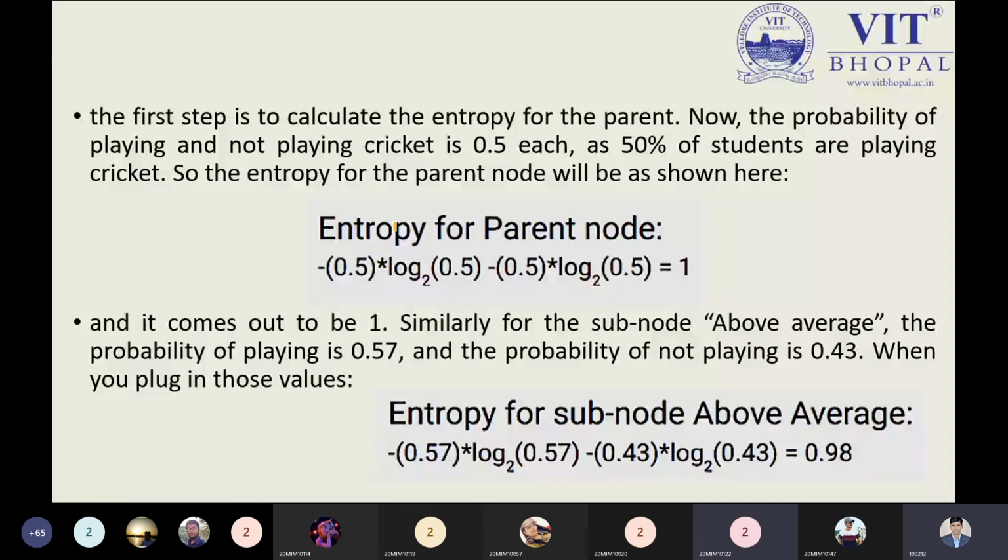Yes, sir. Just put the value into the entropy formula, and we can get this one value. Now we need to calculate the entropy of the above average. So what are you getting? The two probabilities we have are 0.57 and 0.43. Just put the values, and you can get 0.98. Is it clear to all now? Tell me, is it clear?